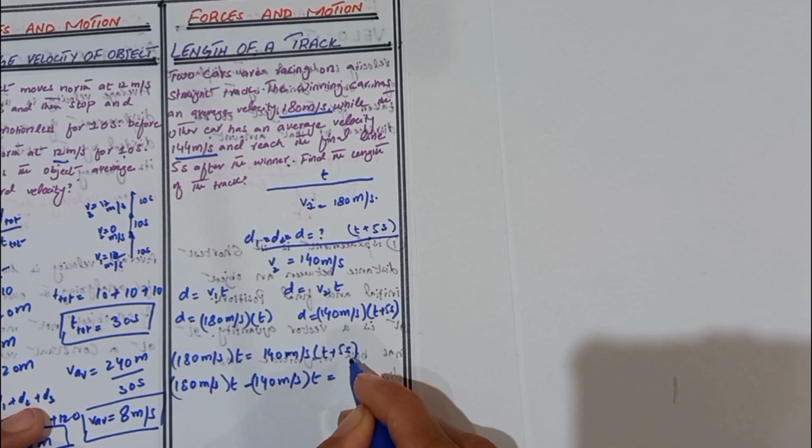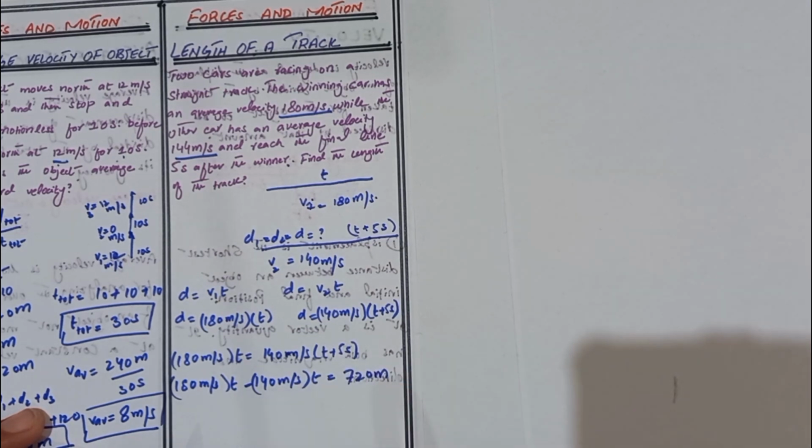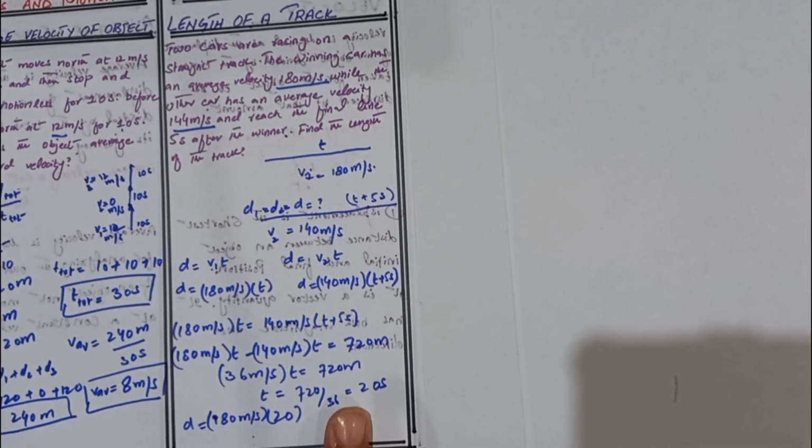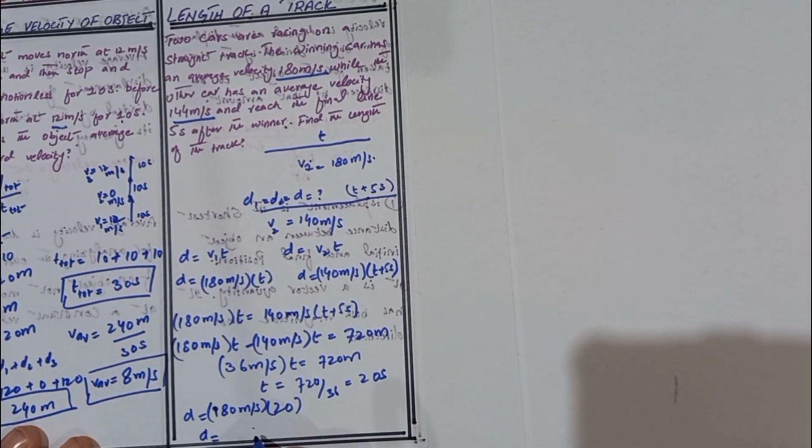t is equal to 140 multiplied by 5, that is equal to 700 meters. So this can be written as 40 meters per second into t, that is equal to 720 meters. So t is equal to 720 over 36, that is equal to 20 seconds. This time is put in the formula. d is equal to 180 meters per second multiplied by t, that is 20. So d is equal to 3600 meters.